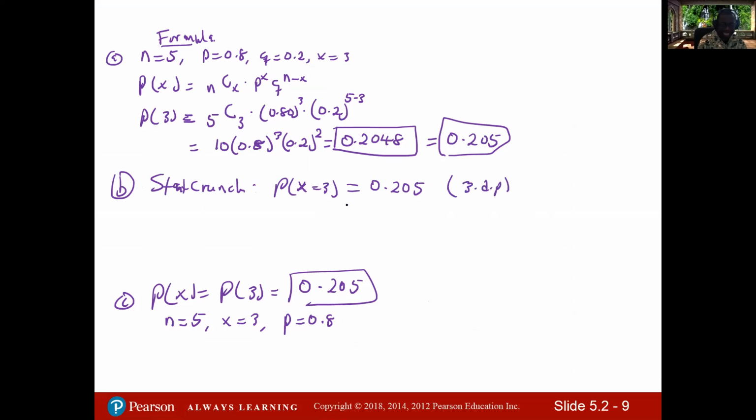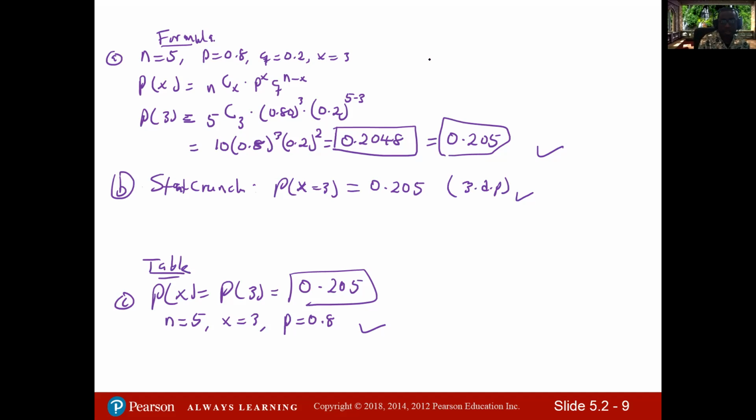So either we use the formula, we use StatCrunch, or we use the table. We will get the same results. This is the table value. We get the same results.